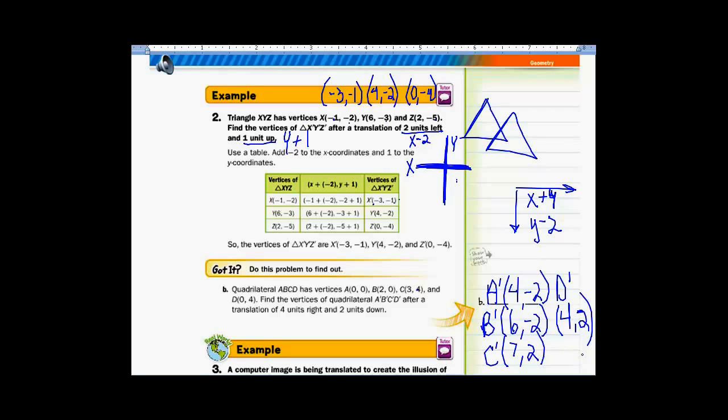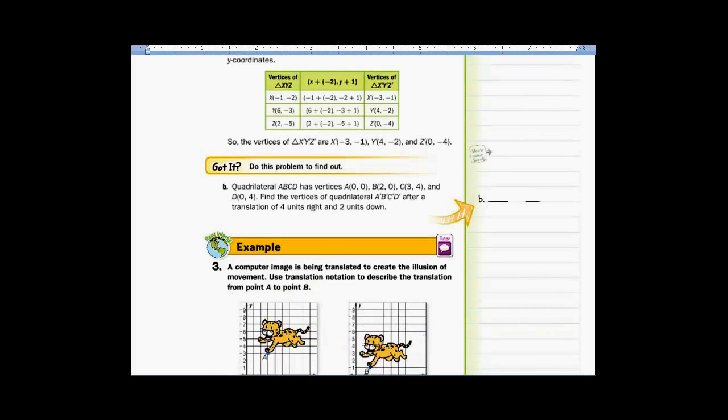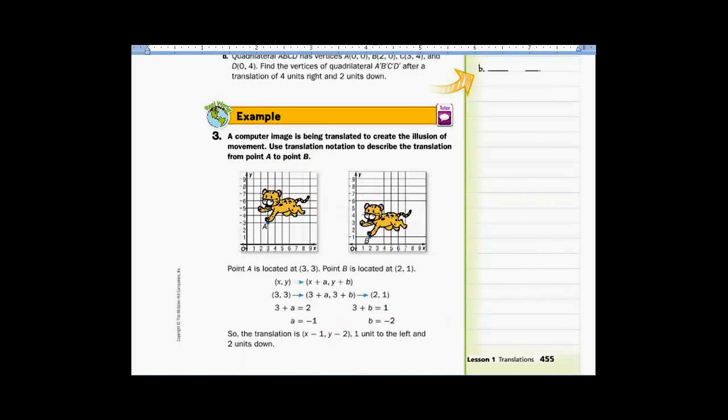Okay, let's look down here at example 3. See what we got going on there. A computer image is being translated to create the illusion of movement. So use translation notation to describe the translation from point A to B. So look at A to B. What's happening here? So obviously it is going, right? It used to be on 3. It's now on 2. So what happened to it?